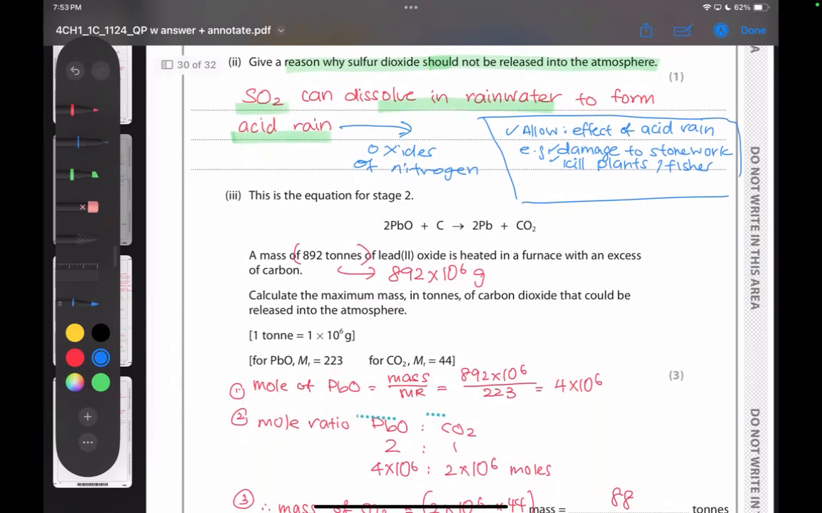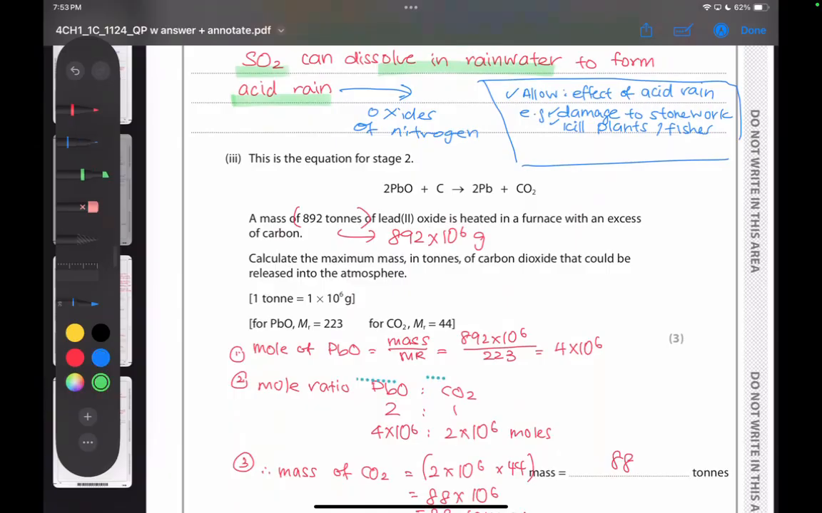All right, then we look at a 3-mark mole concept question. They have given us an equation for stage 2, and they give you the mass in tons. Very nicely, they also provide the conversion from tons to grams, but in case they don't, please take note: 1 ton is 10 to the power of 6 grams. They also provide the Mr for the substances. What they want you to calculate is the maximum mass in tons of carbon dioxide produced.